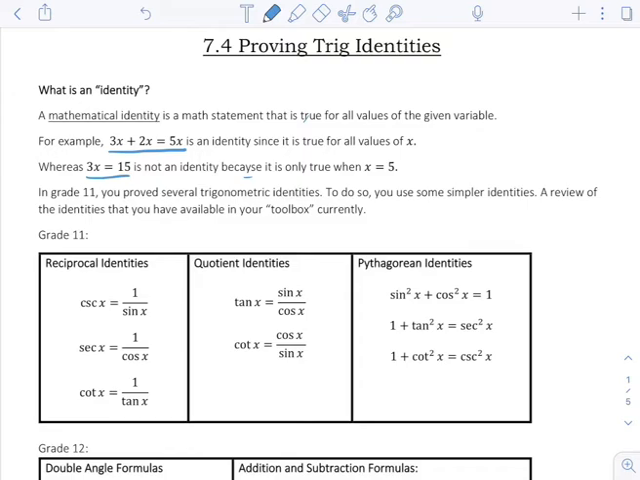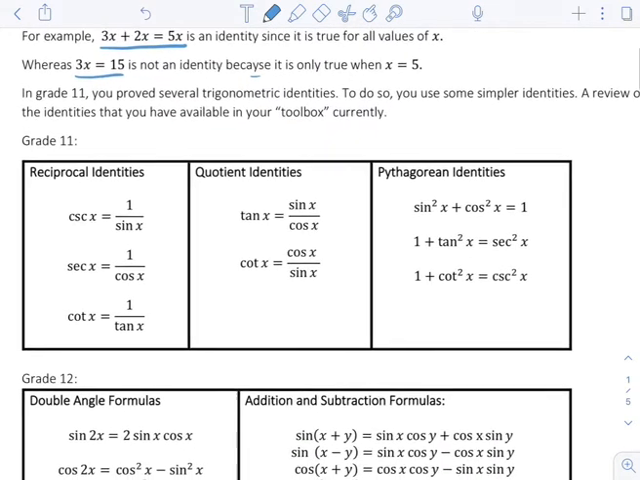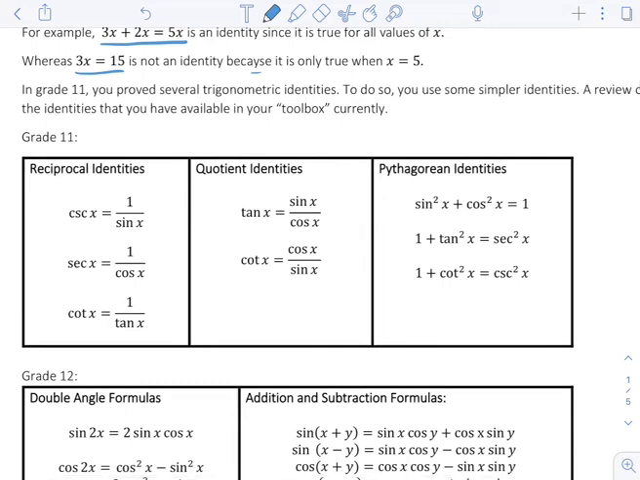In grade 11, you went through certain identities, and these are the ones that we have listed here on our sheet. It says reciprocal identities. We know that cosecant, secant, and cotangent are the reciprocals of sine, cos, and tan, respectively. Our quotient identities: well, that means tan is equal to sine divided by cos. And cotangent, well, if it's the reciprocal of tan, it should be the reciprocal of sine over cos, which is cos over sine.